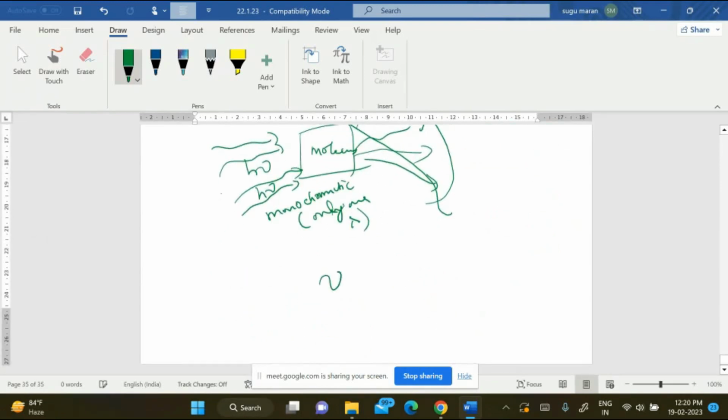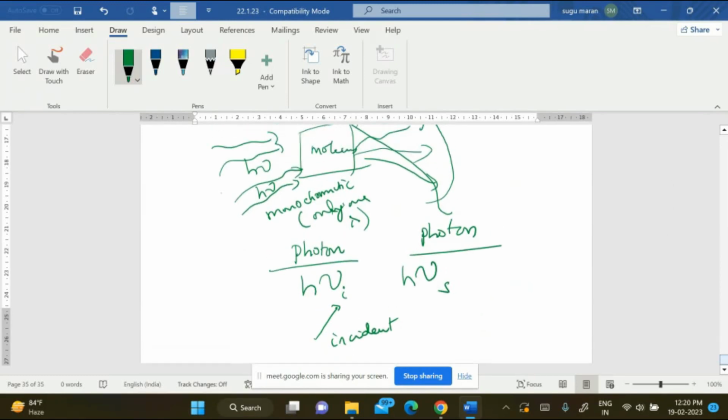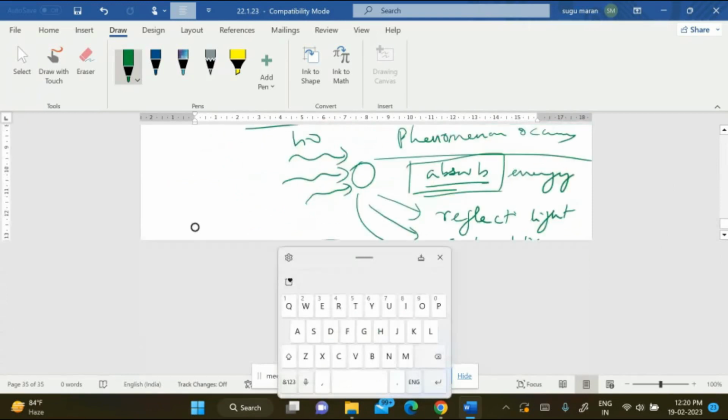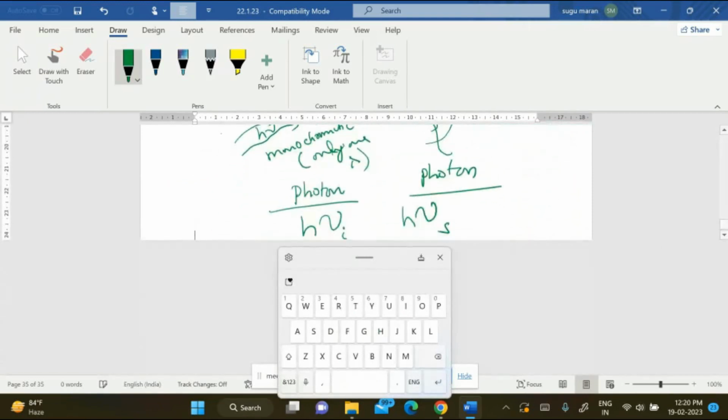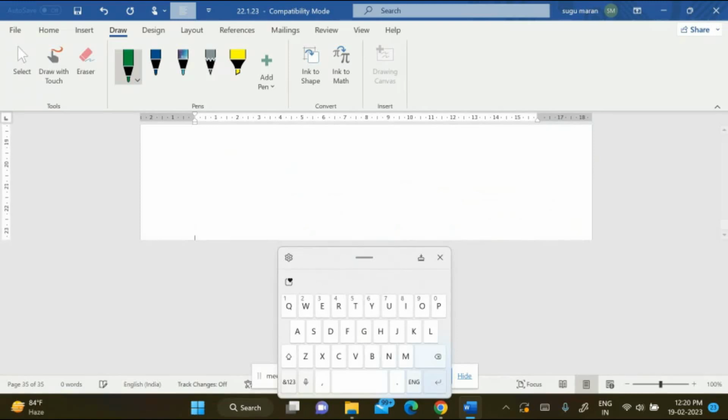Initially, the photon is the incident radiation. Incident is what I irradiate, and this is my scattered radiation. So two things I am considering: the photon at the incident and the photon at the scattered. These two sets of photons are my interest in Raman spectroscopy.